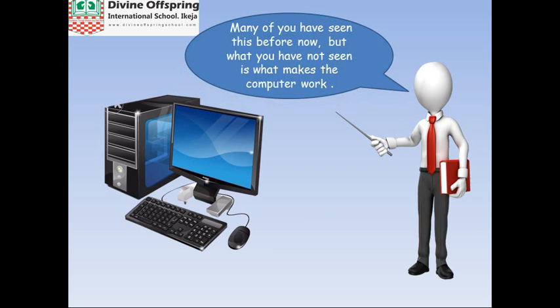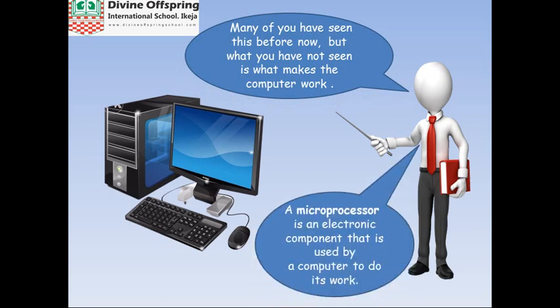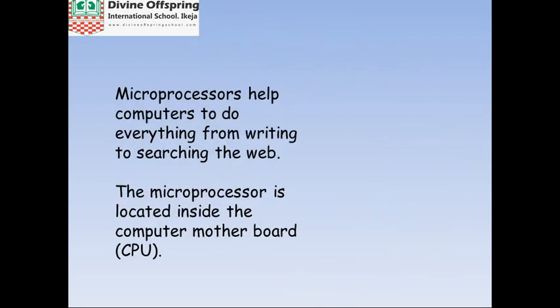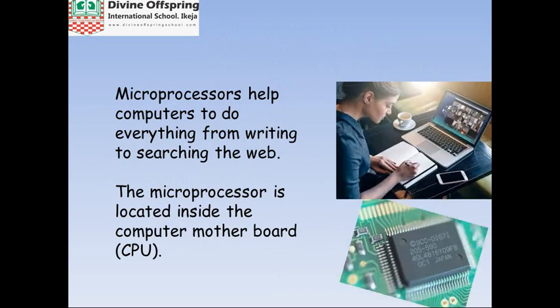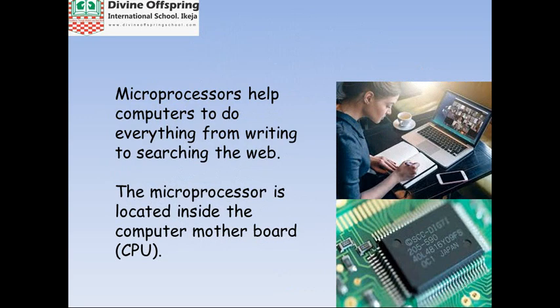Many of you have seen this before now, but what you have not seen is what makes the computer work. A microprocessor is an electronic component that is used by a computer to do its work. Microprocessors help computers to do everything from writing to searching the web. The microprocessor is located inside the computer motherboard, the CPU.